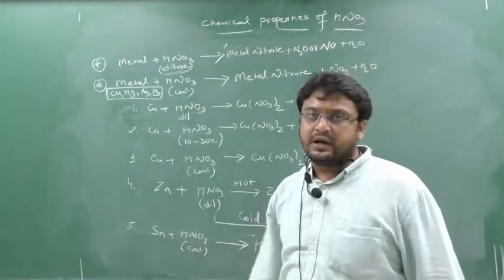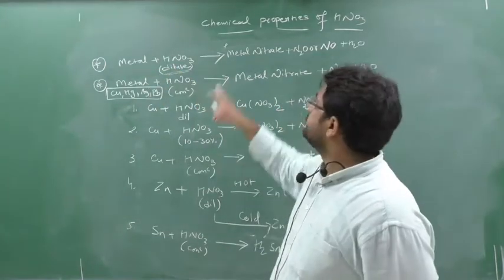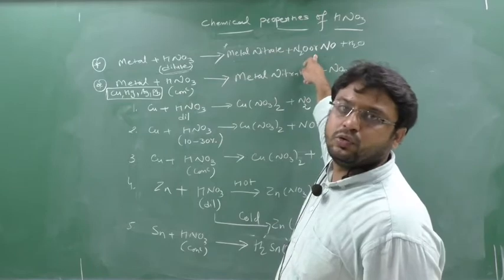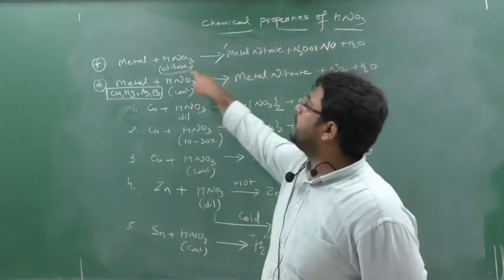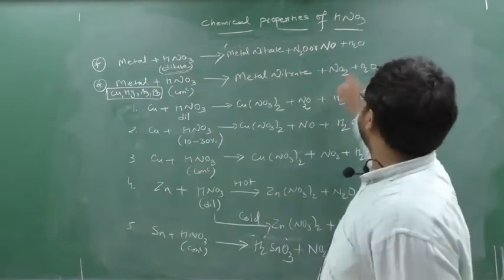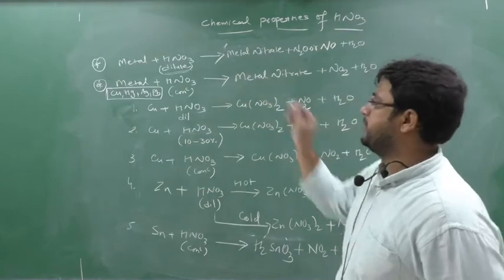So you have to remember the MCQ in this way: metal plus nitric acid will give metal nitrate plus N2O or NO, plus water. Whether it will give N2O or NO depends on how much it is diluted. This portion becomes a bit difficult, so you have to remember it here.